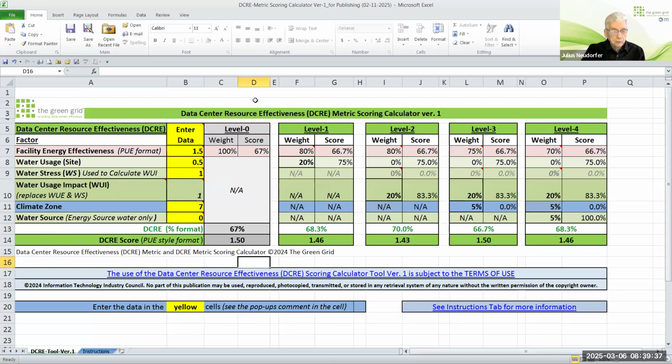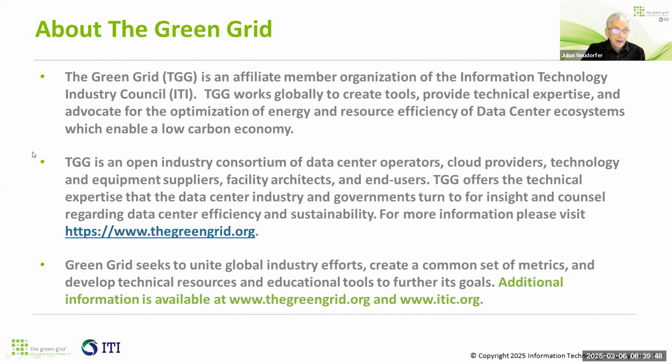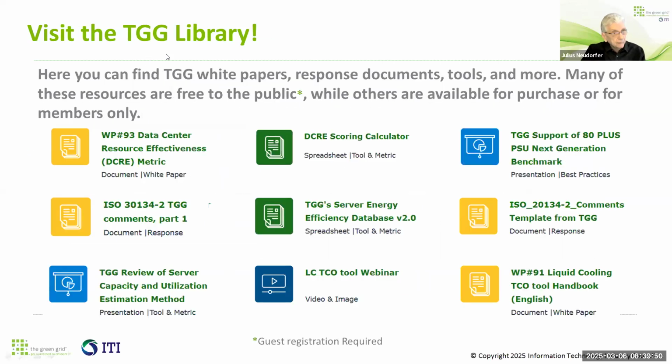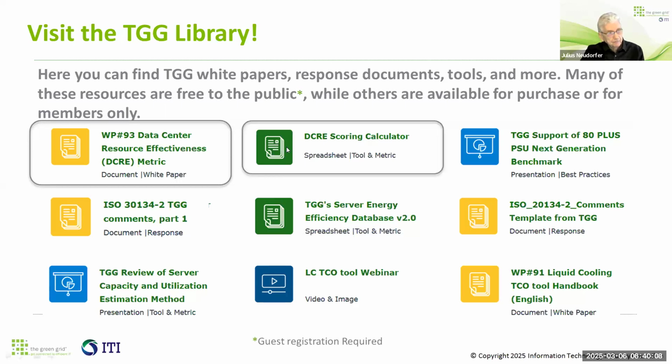I don't want to spend too much time in the tool, but you can certainly download this tool at the end of the program and try it, and read the white paper, which brings us to our last question. How do I get it? Well, you visit the TGG library. You can see all these things. Not every one of these is free, but today, and maybe tomorrow, you can click on white paper 93 and the scoring tool I just showed you.